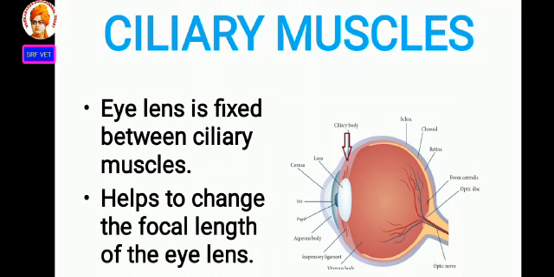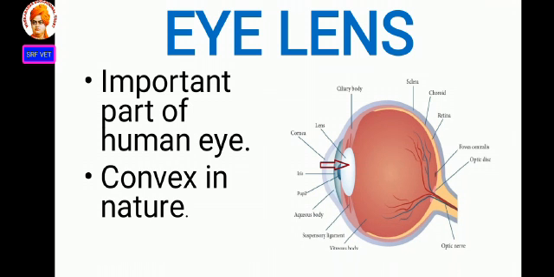Ciliary muscles. The eye lens is fixed between the ciliary muscles. It helps to change the focal length of the eye lens according to the position of the object. Eye lens. It is an important part of the human eye. Normally it is convex in nature.